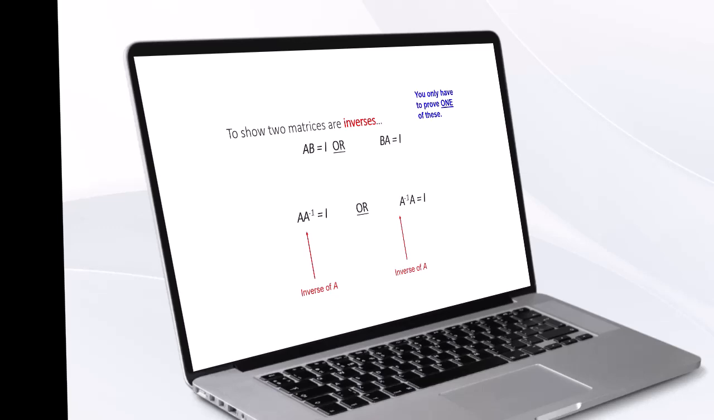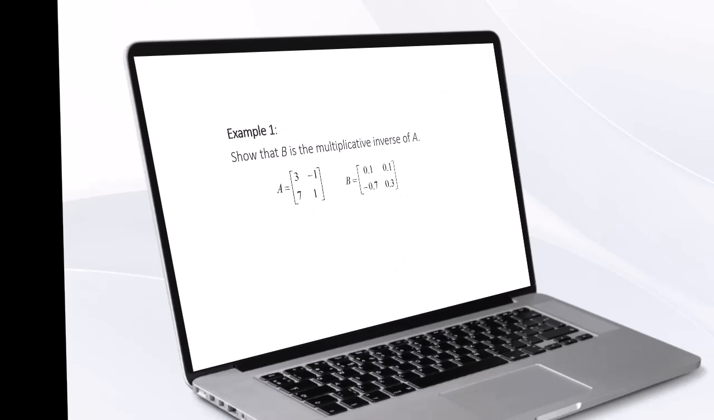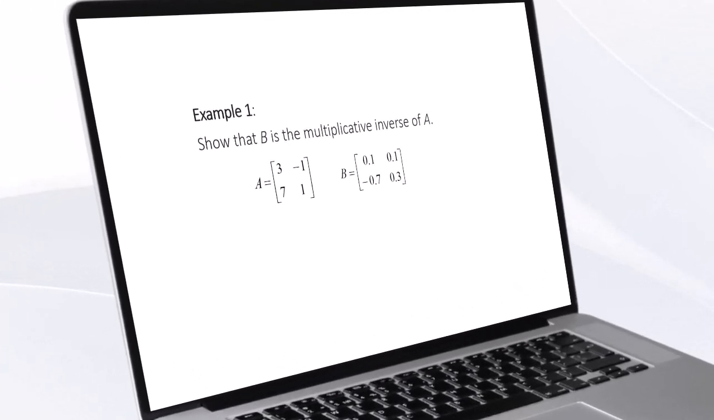So one thing that we are learning here is that whenever you multiply two matrices and the answer is the identity matrix 1, 0, 0, 1, then it means the two matrices that you've multiplied are inverses of each other. Example: show that B is the multiplicative inverse of A. How do you show, given matrix A and B, that B is the multiplicative inverse of A? It's very easy, by simply taking the product AB. If the answer is the identity matrix, then we can say that matrix A is the inverse of B, or matrix B is the inverse of A.